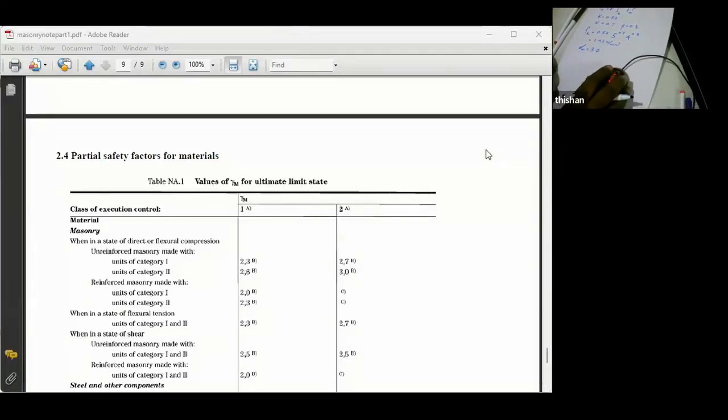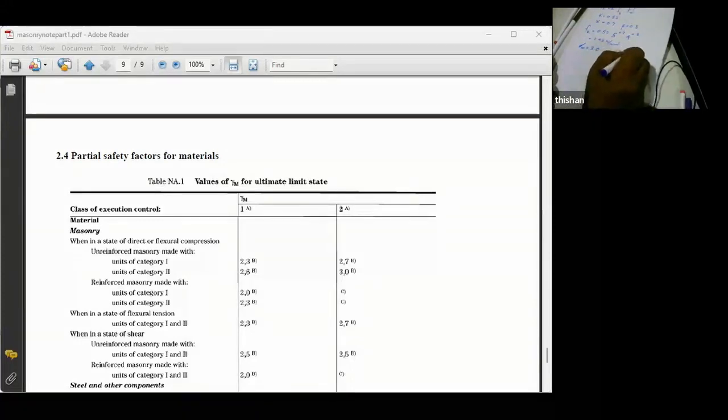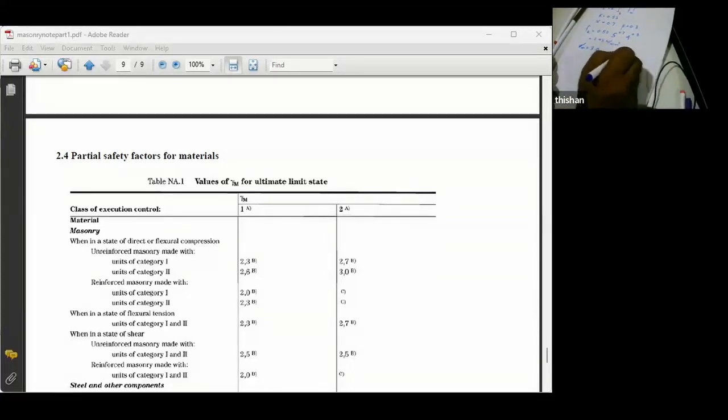So that means if you look at the overall factor of safety, we are multiplying the loads by 1.35 for Gk and 1.5 for Qk. So the average value is 1.4.